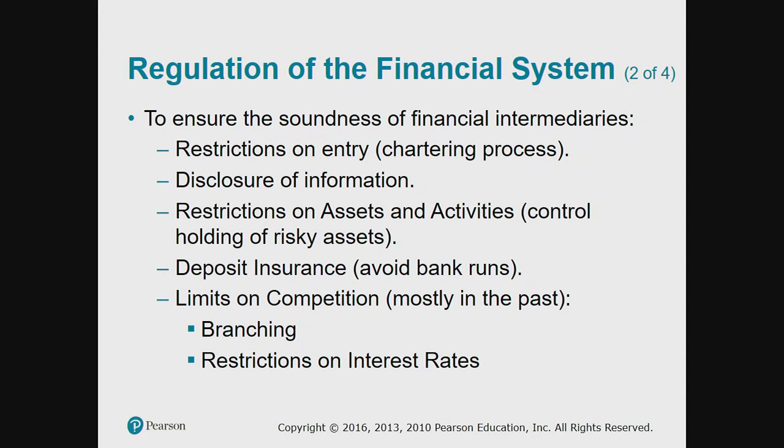So these are different types of regulations. There's obviously tons and tons of regulation, but these are the basic buckets that they fall into. First, there are restrictions on entry. In order to become a commercial bank, you need to get chartered. Originally, it was the states that would charter new banks, and then after the Civil War, the federal government also began chartering banks. So there's First National Bank, a bank around here. They were chartered by the federal government.